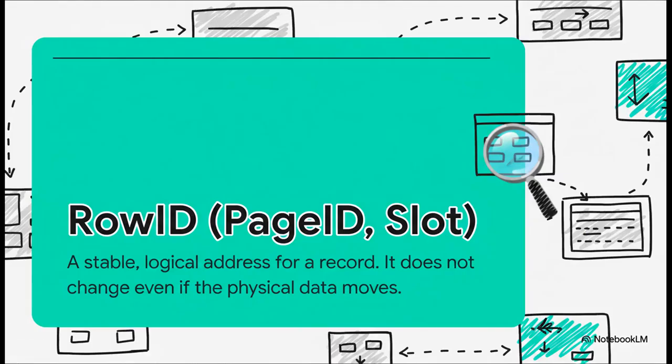Well, here's the crucial point. This whole design gives us the concept of a row ID. A row ID is the permanent logical address for any given record. It's just a combination of the page number and the slot number, like page 8, slot 3. And here's the magic. That address will never, ever change, even if the actual data bytes get shuffled all over the place inside the page. That right there is the magic of indirection.